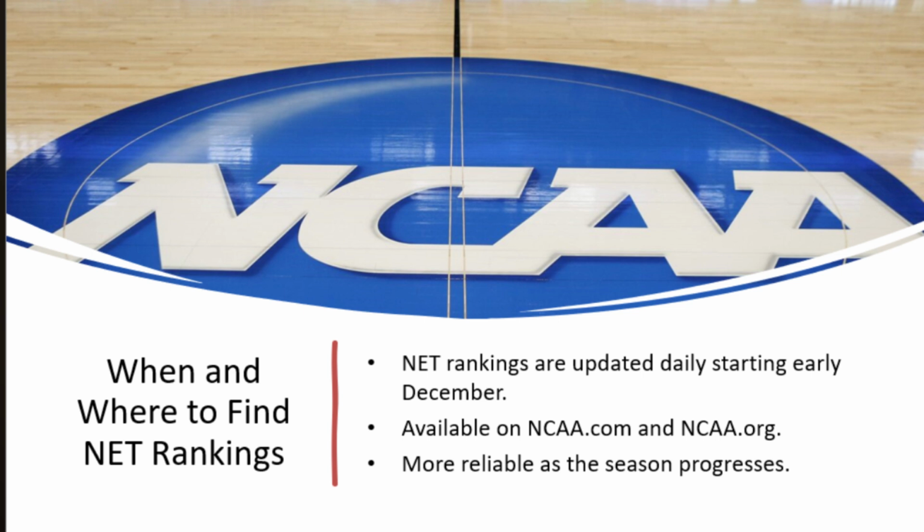Here's why the timing matters. Early December releases are preliminary because the season is still young. Teams have played a limited number of games, and the NET rankings may produce some outliers. As the season progresses and teams play more games, the rankings stabilize, becoming much more reliable and reflective of a team's overall quality. By March, with hundreds of games factored in, the NET rankings provide one of the most accurate measures of team performance available.